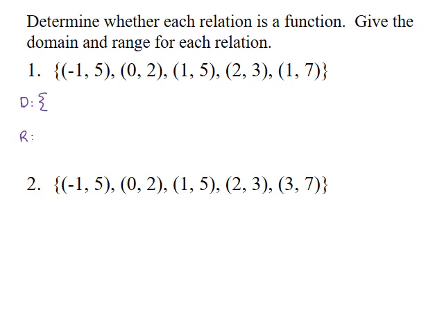Starting with the domain, if you look at all 5 of those points, (-1, 5), (0, 2), (1, 5), (2, 3), and (1, 7), you need to write down the x values because every different x value is in the domain. Going from left to right, we have x values of -1, 0, 1, 2, and then you notice the 1 repeats. If the number repeats, you do not have to write it again. So I'm just going to close off my brace, and that is my domain.